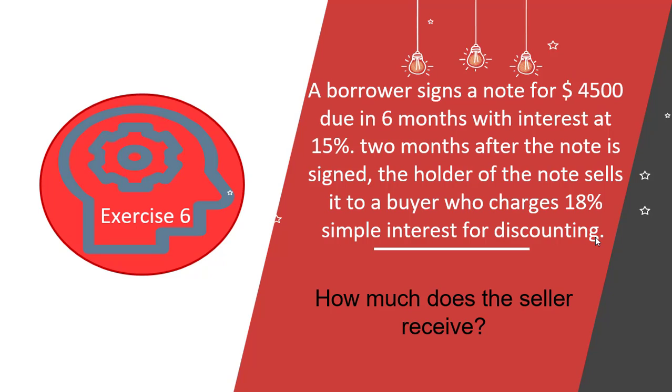Exercise 6. A borrower signs a note for $4,500 due in 6 months with interest at 15%. 2 months after the note is signed, the holder of the note sells it to a buyer who charges 18% simple interest for discounting. How much does the seller receive?